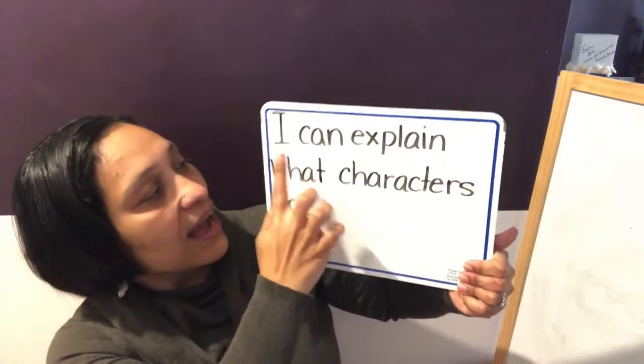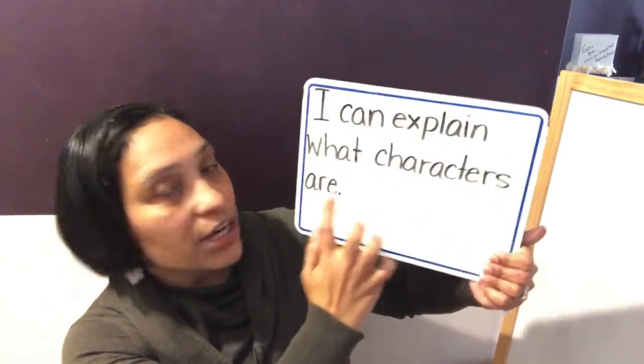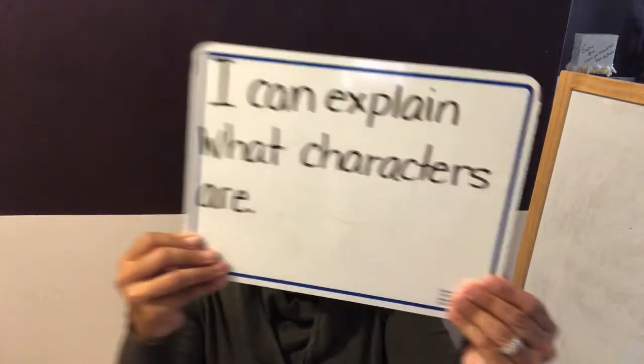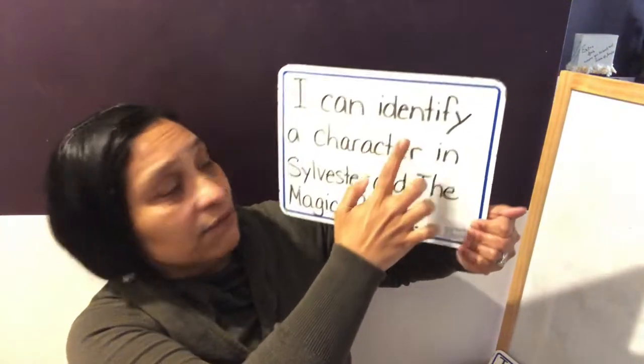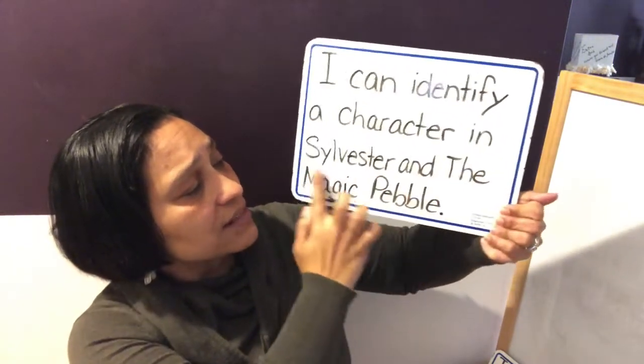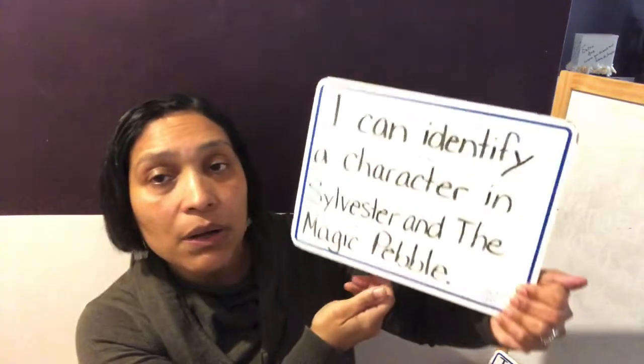Well, you're going to find out because we're going to go into our learning targets. We have two today. So here is the first learning target. I can explain what characters are. So that's our first learning target. We have to explain what characters are. Our second learning target says, I can identify a character in Sylvester and the Magic Pebble. So we're going to explain what characters are, and then we're going to identify a character in the story that we're going to read.